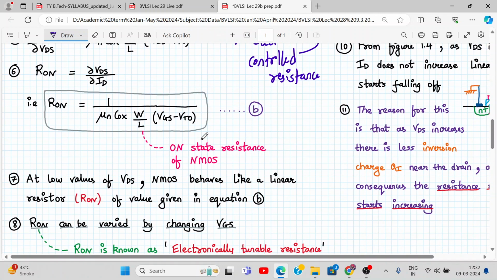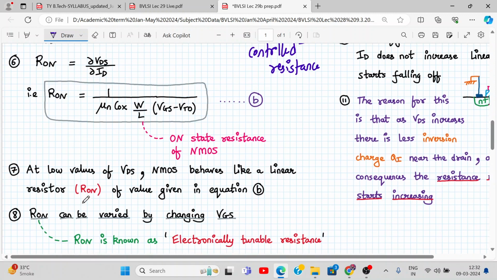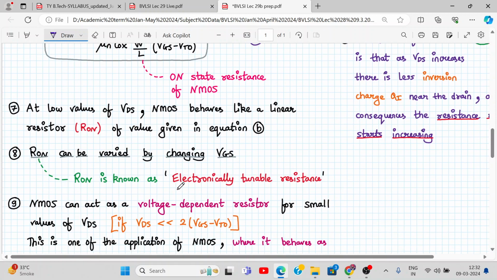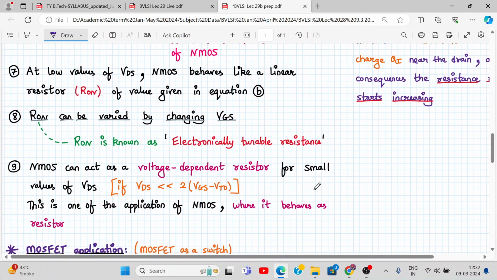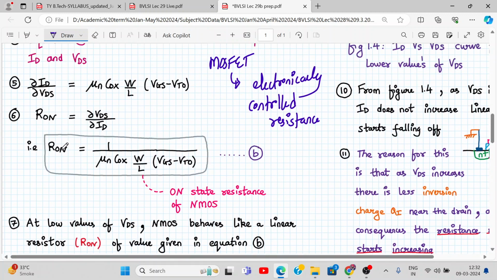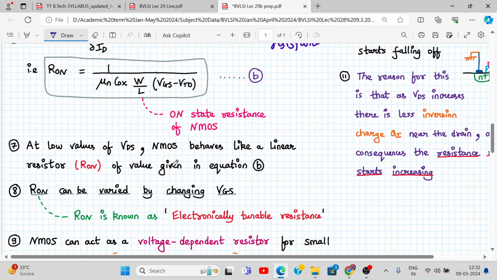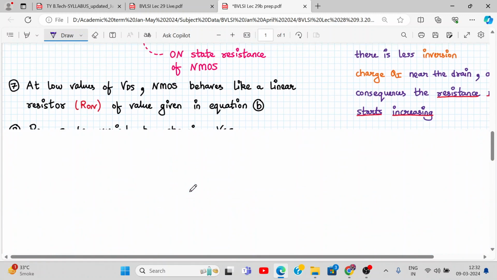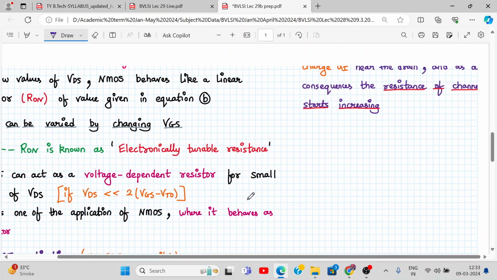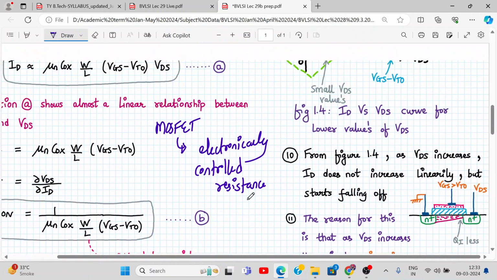So this is one application. From the curve, at very low values of VDS, NMOS behaves like a linear resistor. So R on can be varied by changing VGS. That's why it's called electronically tunable resistance. So here we can say the NMOS can act as a voltage dependent resistor. Yes or no? Its R on depends upon the VGS voltage, because the rest of the terms are almost constant. So this is one application of NMOS where it behaves as a resistor. Agree? Everyone?